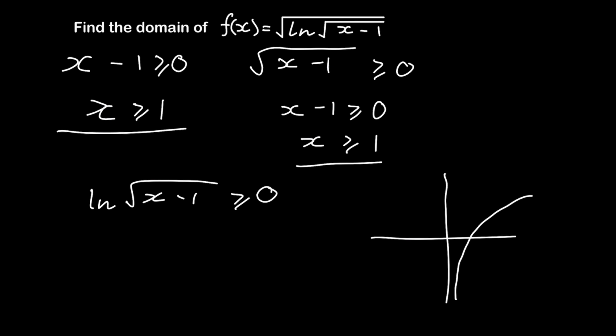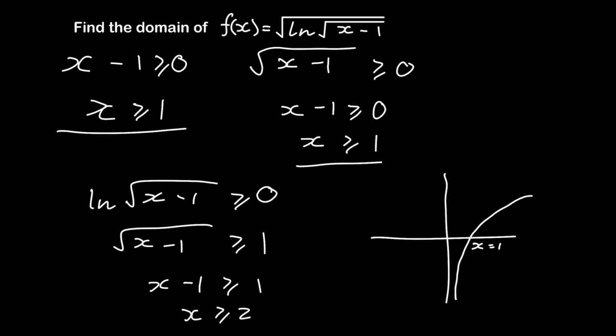So obviously the critical point where it enters into this area is where it cuts the x-axis, and it cuts the x-axis at x equal to 1. And anything to the right of x equal to 1 will be in the area, and anything to the left of x equal to 1 won't be in that area. So now what we're saying is that the root of x minus 1 has to be greater than or equal to 1. So if we square both sides, we have x minus 1 needing to be greater than or equal to 1, because 1 squared is just 1. So x is greater than or equal to 2.